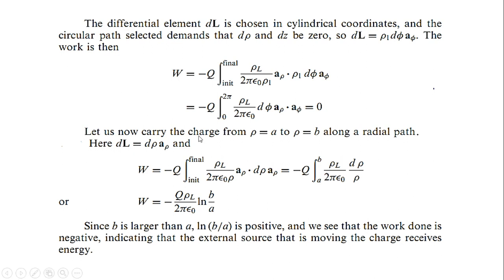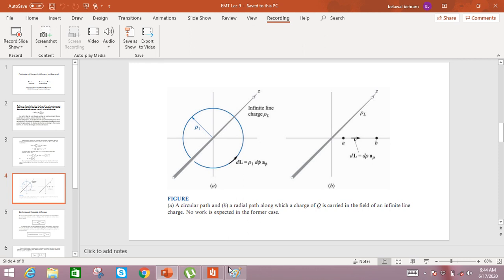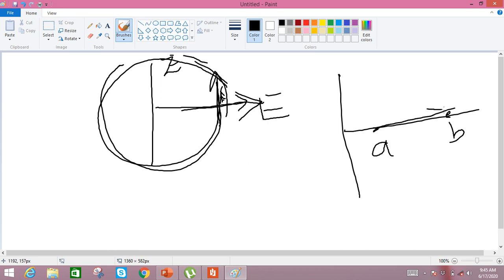Now let us carry the charge from rho equal to A to rho equal to B along a radial path. Now we have to move the charge from an initial point A to the final point B along the radial path. It means that now we have the radial path. We have an infinite line charge and this is actually the radial path. We are moving the point charge from initial point A to the final point B. Now this is actually our dl. So dl is actually now d rho.